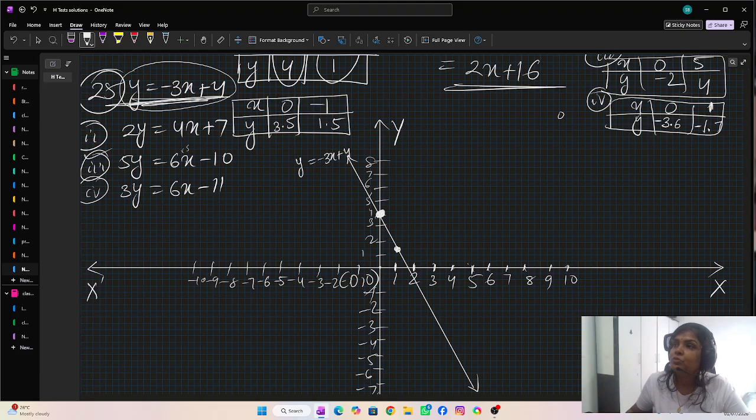Next graph, let's see. (0, 3.5) will be here. Let's change the color for better understanding. This is 3.5, the red one. Minus 1 is here. 1.5 will be here. So we are getting a line from the 2 red points. Use the ruler for drawing this. This red line is actually 2y = 4x + 7. Okay students.